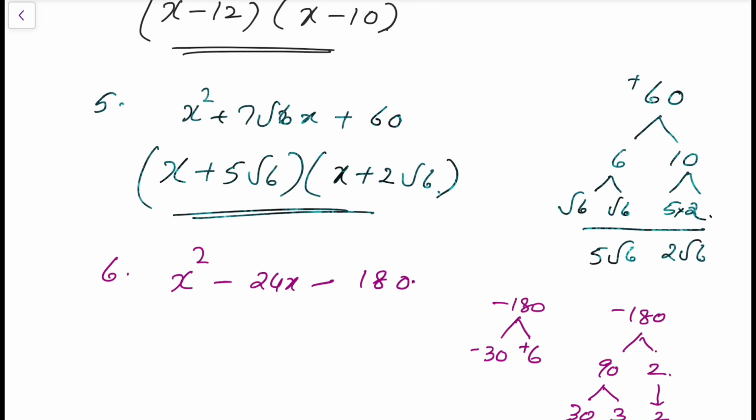So if you add, you will get minus 30 plus 6, you will get minus 24, and minus 30 into 6, you will get minus 180. So, it is x minus 30 into x plus 6.